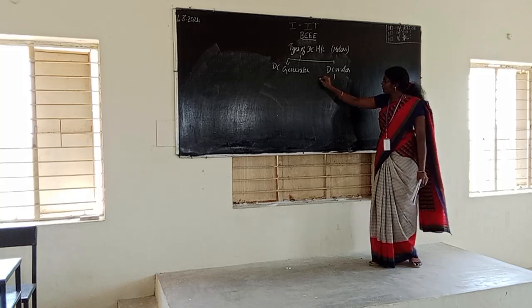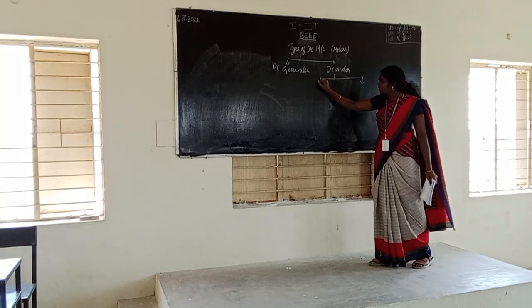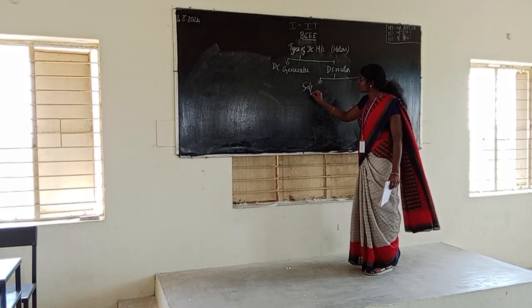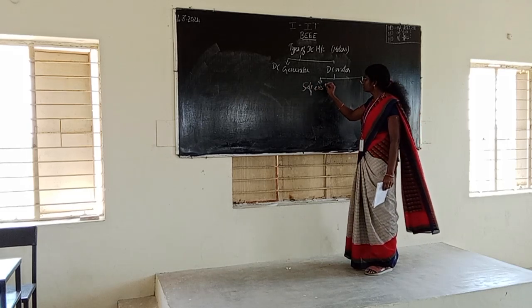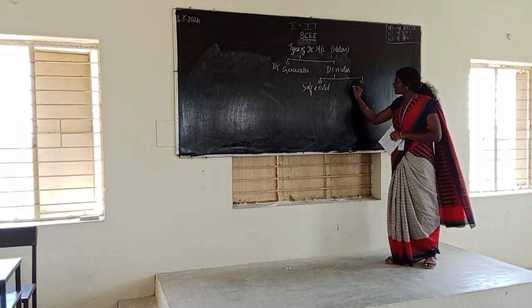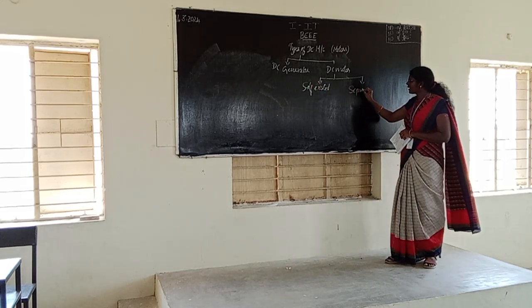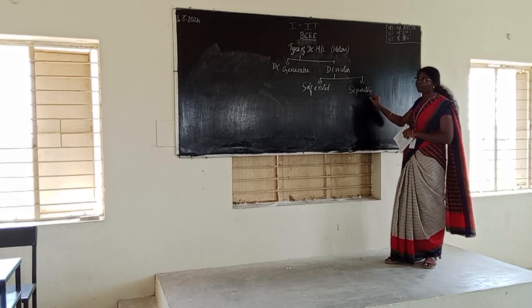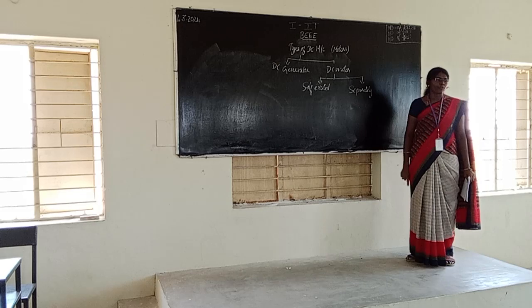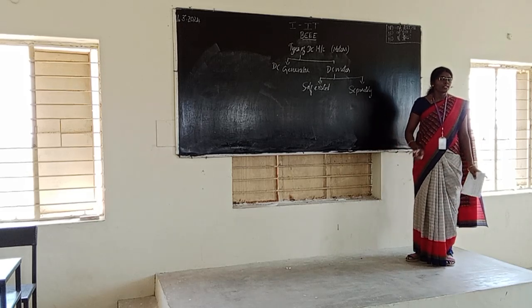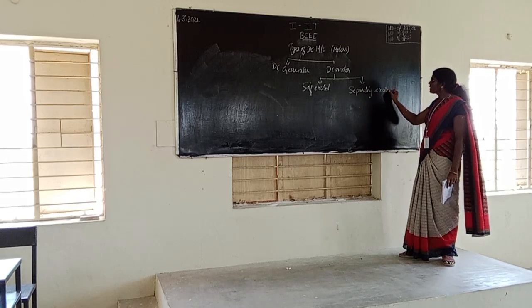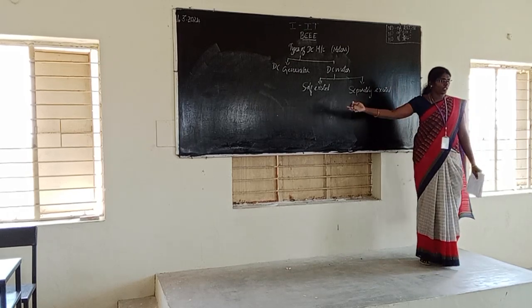The DC motor is classified into two: one is self-excited and the other is separately excited. The same is true for the DC generator also. So the DC motor is classified into two: one is self-excited, another is separately excited. The same for the DC generator also.